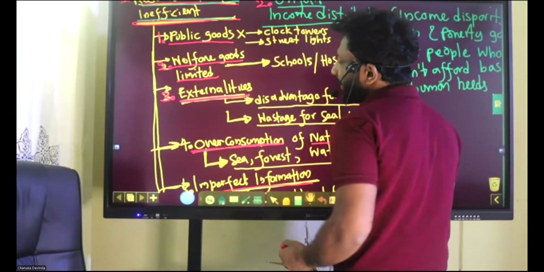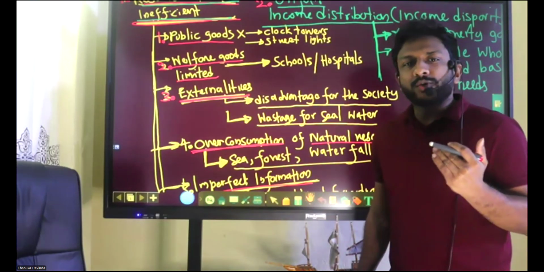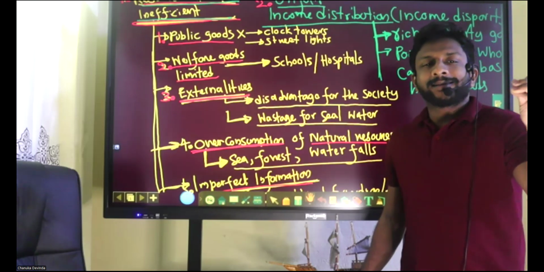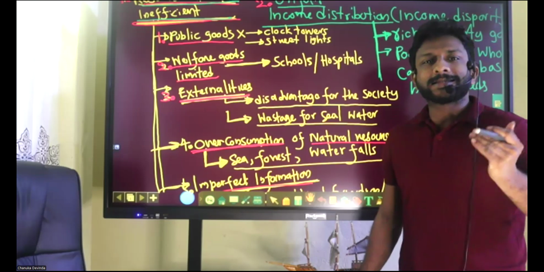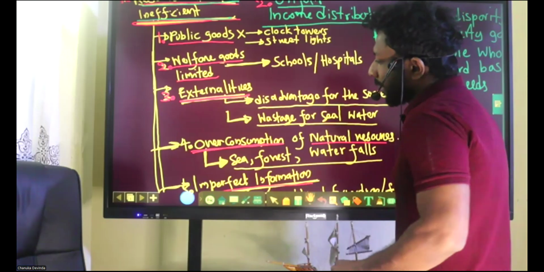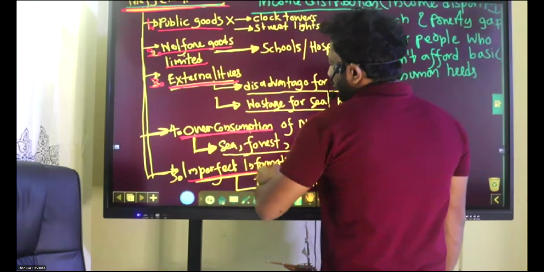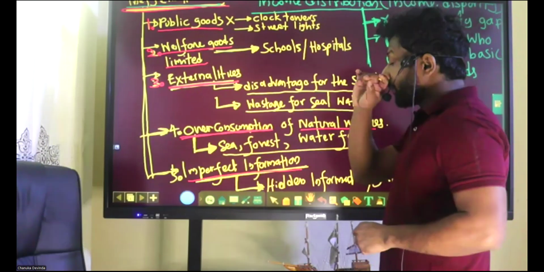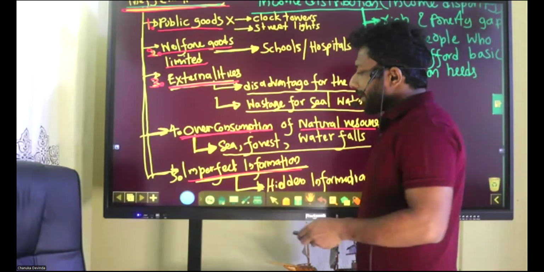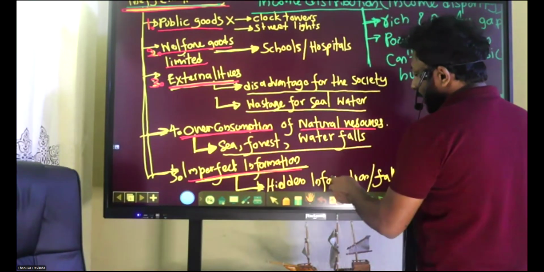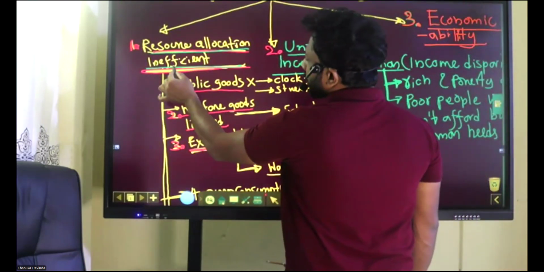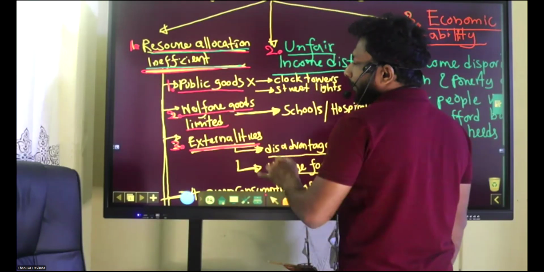When it comes to externalities, the private sector does not concern about externalities. They care only about profit and their survival, their existence. They do not concern about society or nature. Then fourth one, overconsumption of natural resources. If government is not there, the private sector will overconsume natural resources. And then imperfect information, that means hidden information can be seen. So that is why resource allocation is inefficient in the market economy.